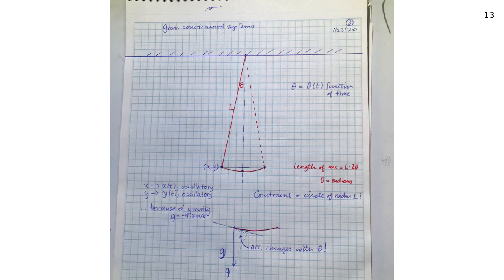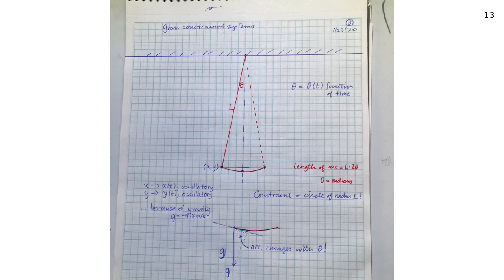Now that doesn't mean it's going to be sine and cosine of omega t or anything like that. There are all different kinds of ways to make an oscillatory function. But it's going to oscillate, even if it's not a perfect oscillator like a spring. But at least we know it's going to be oscillatory. And why does it oscillate? Because of gravity.